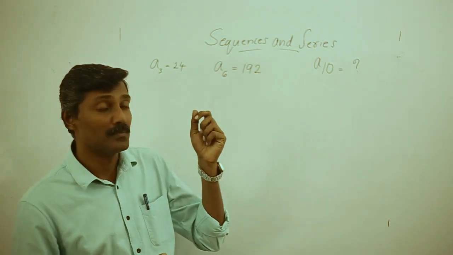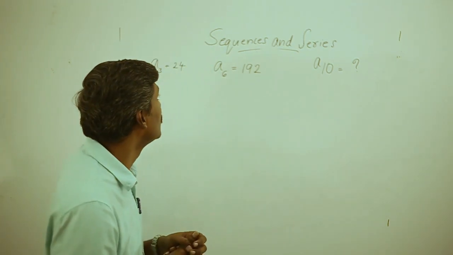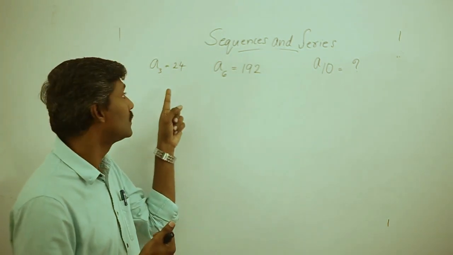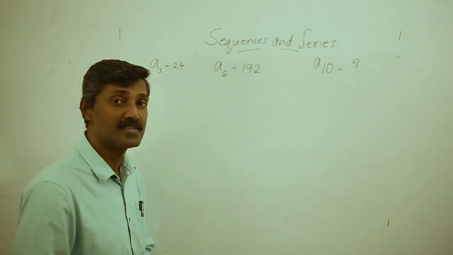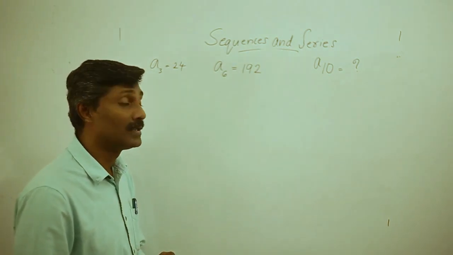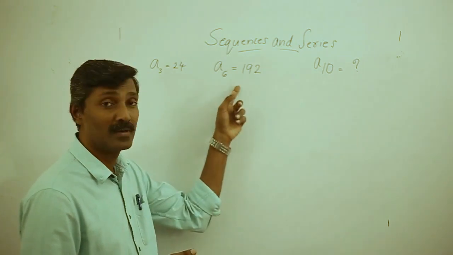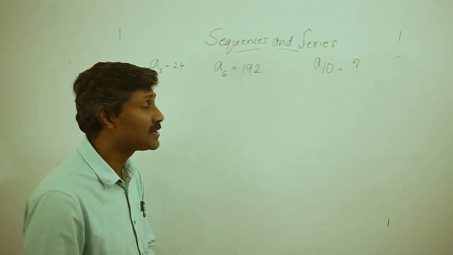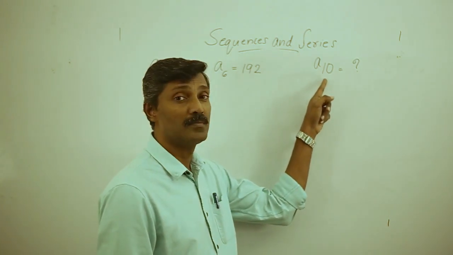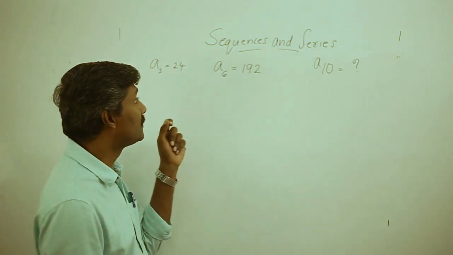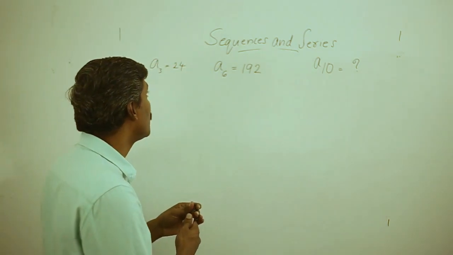Now we have a problem in geometric progression where the third term of the GP, that is A3, is given as 24, and the sixth term of the GP is given as 192, and we are asked to find out the 10th term of the GP. The first thing you have to do is write it down.